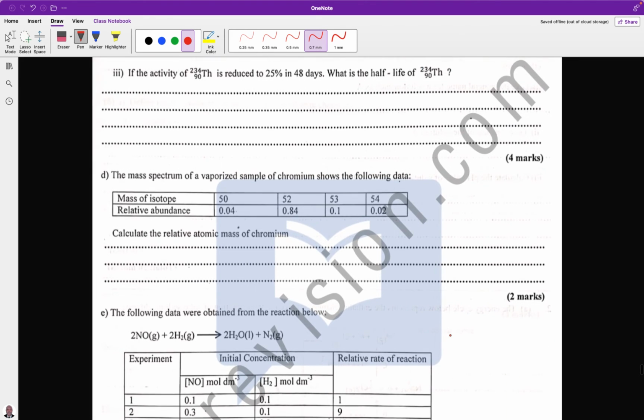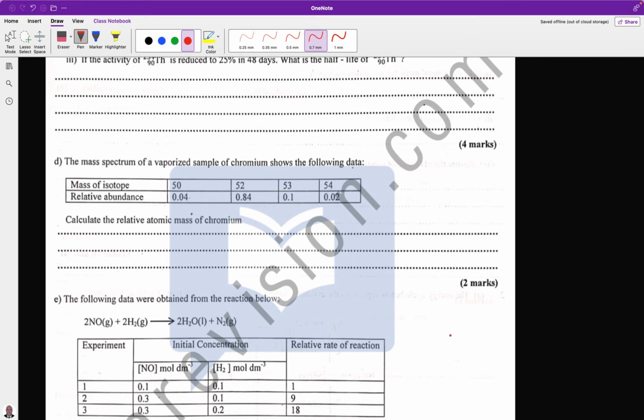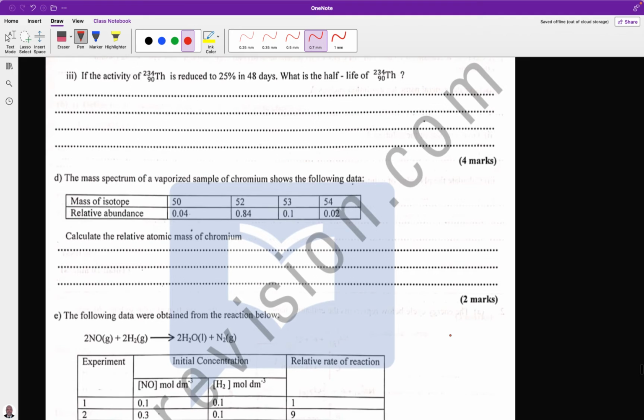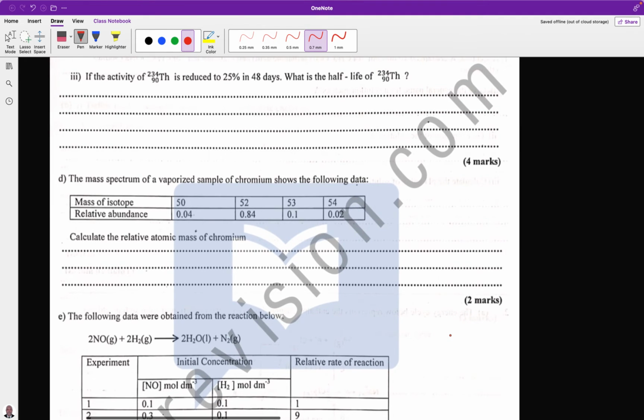It takes us to the next question, which is on mass spectrum. So it's 24 days.